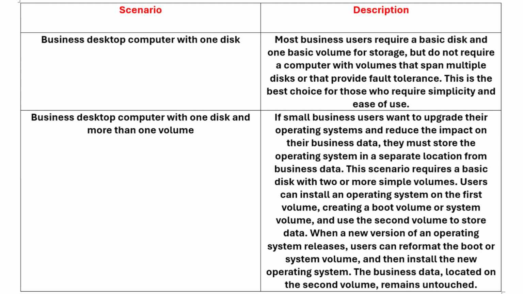When a new version of an operating system releases, users can reformat the boot or system volume and then install the new operating system. The business data located on the second volume remains untouched. A simple volume might provide better performance than striped data layout schemes. For example, when serving multiple lengthy sequential streams, performance is best when a single disk services each stream. Workloads composed of small random requests do not always result in performance benefits when you move them from a simple to a striped data layout.